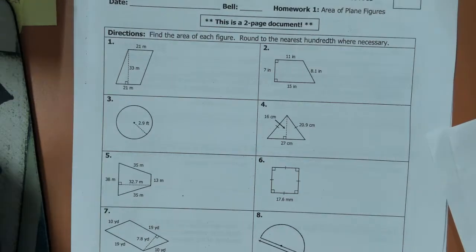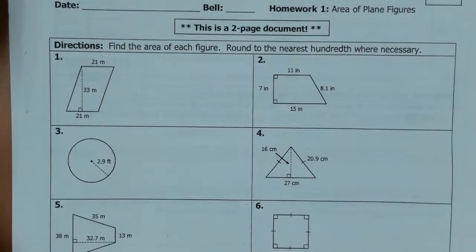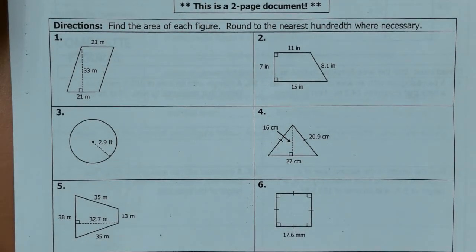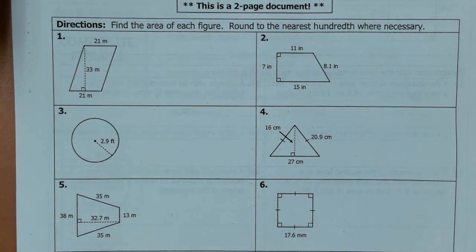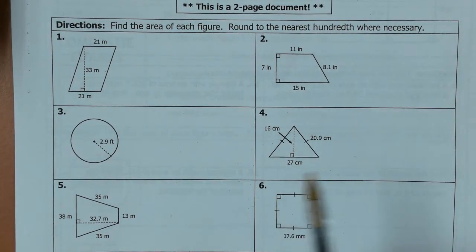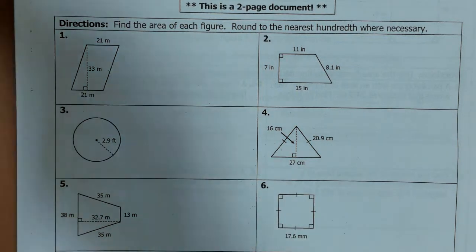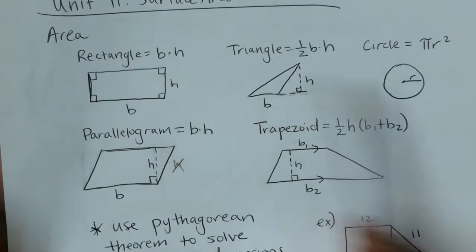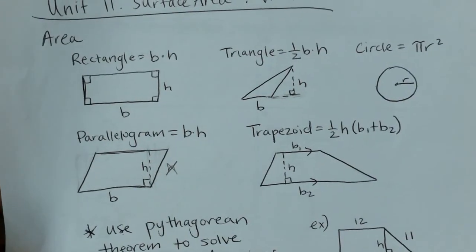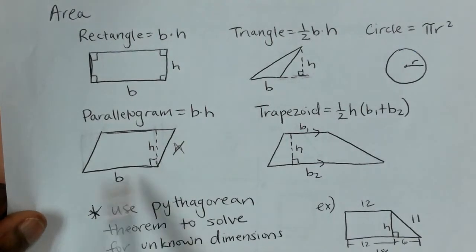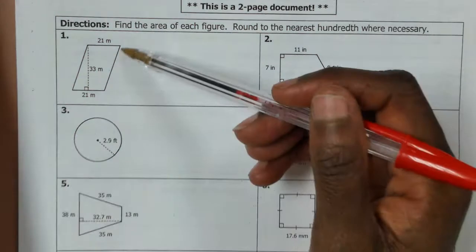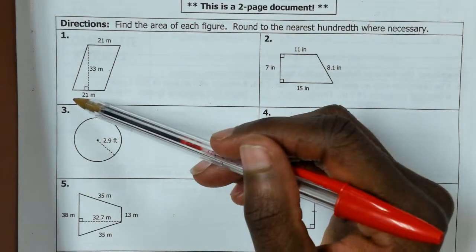So for these problems, for the first page, we were just finding the area of each and rounding to the nearest hundredth if it had more digits than the hundredths place. So the first one, what you want to do is recognize which shape it is, so which formula you're going to be using, or combination of shapes. In this case, this figure is a parallelogram. We talked about what makes it a parallelogram in the previous unit. It's got the parallel opposite sides. So we're looking for the base and the height.